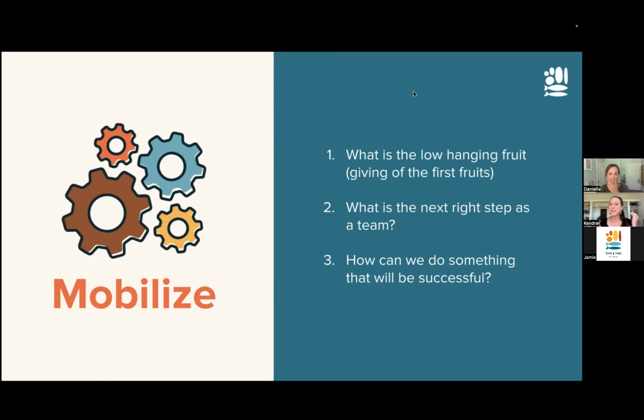It looks at what's the low-hanging fruit? What's the best next step or the right next step? How can we do something that will be successful? It's about goal setting and activating movement and momentum within our communities. Jamie is going to share a story that illustrates this whole process in action. So I'll pass it over to Jamie for the story.